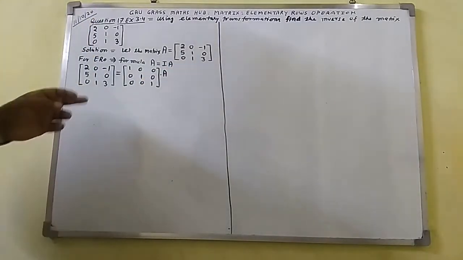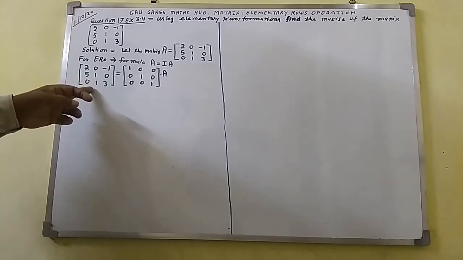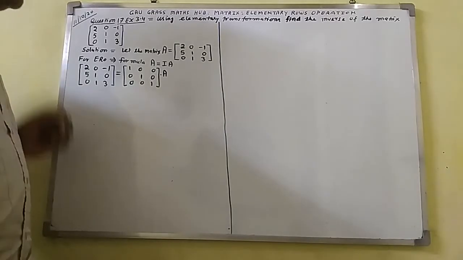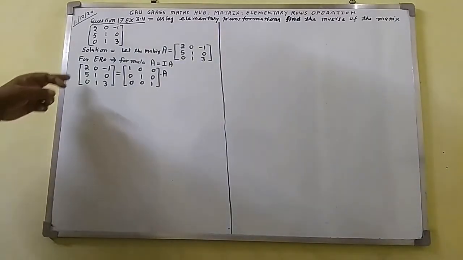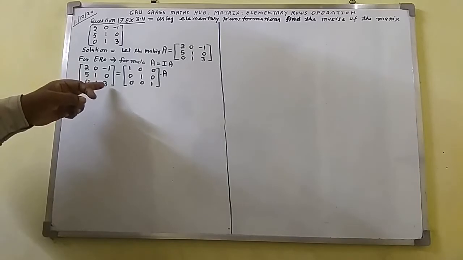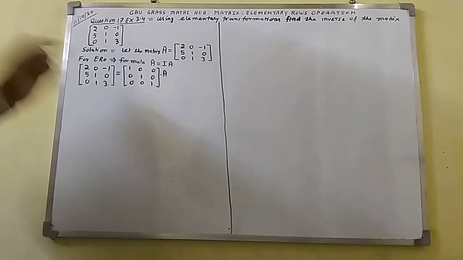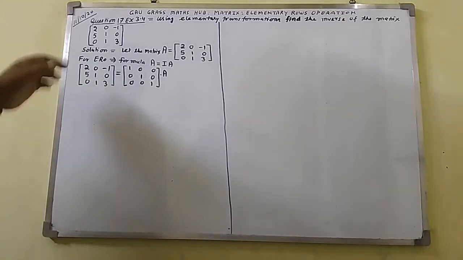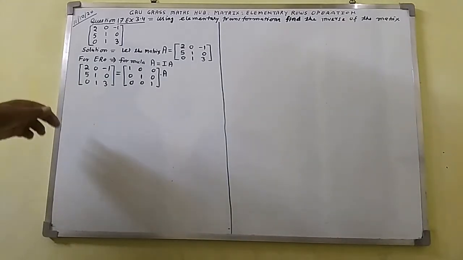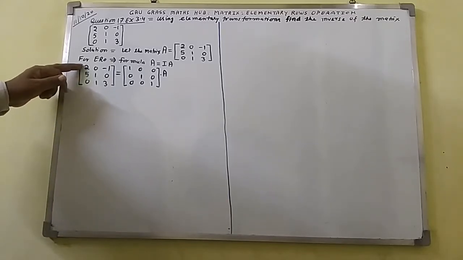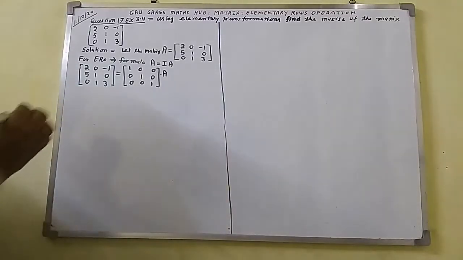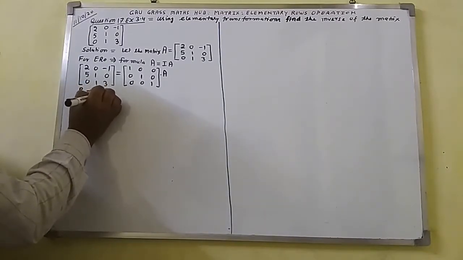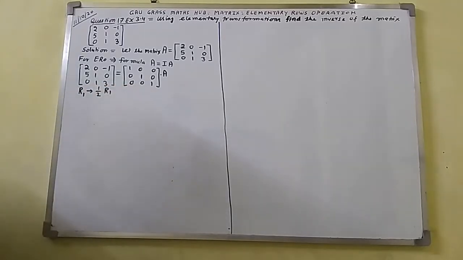So here you can see this is the given matrix. This given matrix will be converted into the identity matrix, in which the elements of the principal diagonal will be 1 and the rest of the elements will be 0. So here I shall apply the row operation in order to convert this 2 into 1. I shall apply the property R1 goes to 1 over 2 R1. Here I shall write this property.